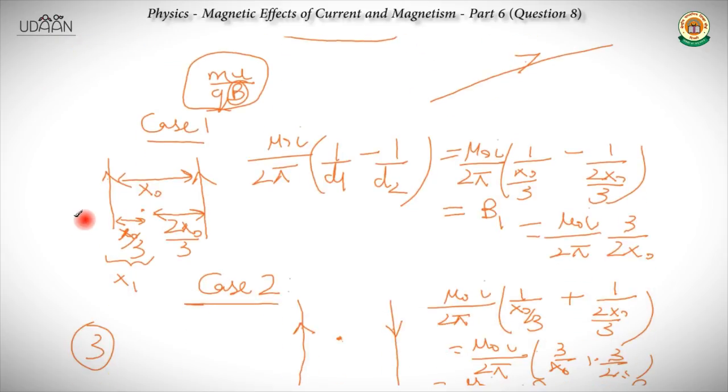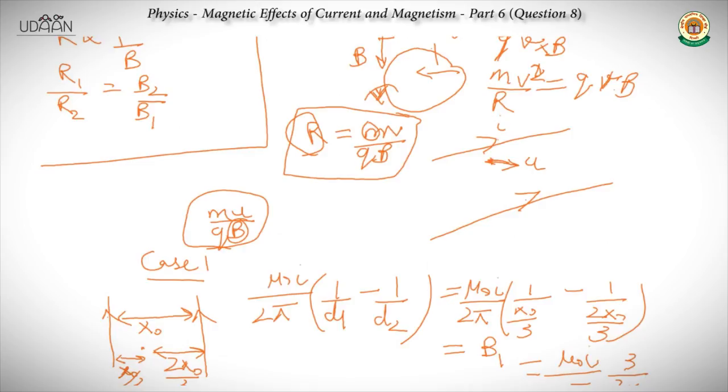Just a word of caution here: the particle was the same one. That's why we could actually use R1 by R2 equals B2 by B1. Say if there were two different particles we had to compare, in that case R1 by R2 would have been B2 into Q2 divided by Q1 whole into M1 V1 by M2 V2. We had to go strictly by the formula, but since M, Q and V cancel out, this gives the relation. So that was the solution to question number 8.